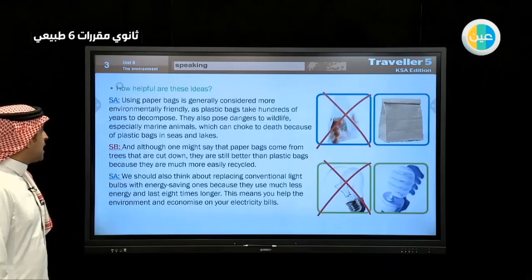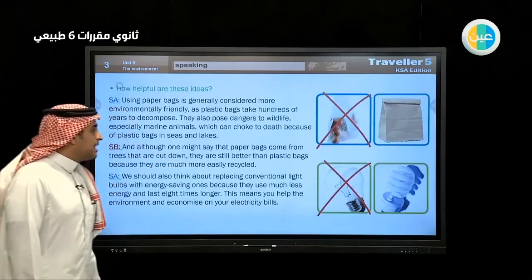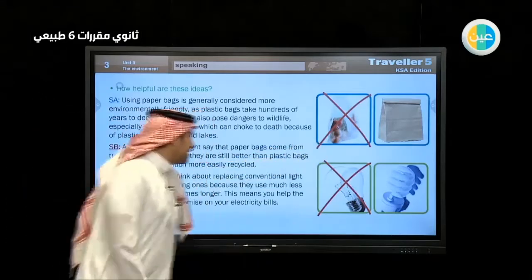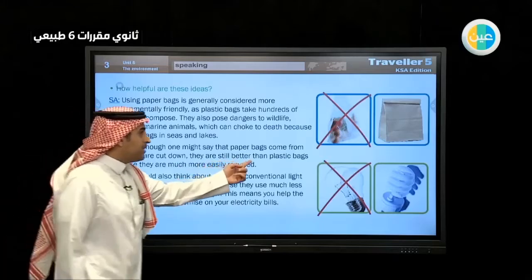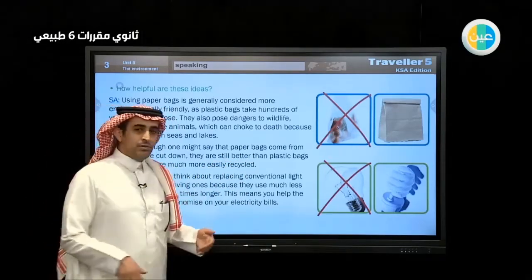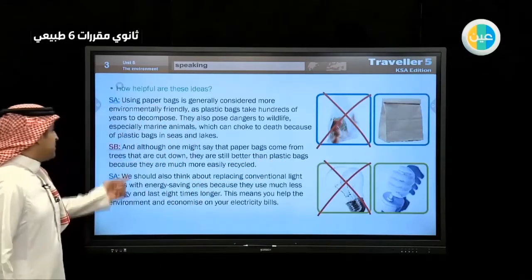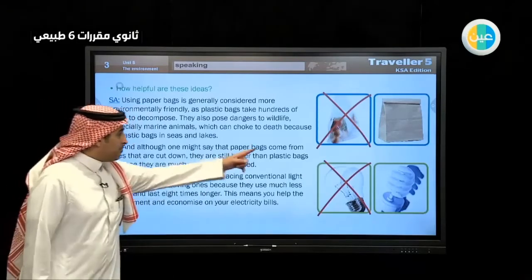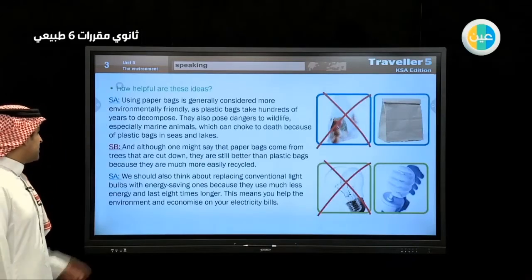Student B said, although one might say that paper bags come from trees, okay, paper bags come from trees that are cut down, they are still better. He said cutting down trees is still better than using plastic bags because they are much more easily recycled. Paper bags are easily recycled, but plastic bags are not.